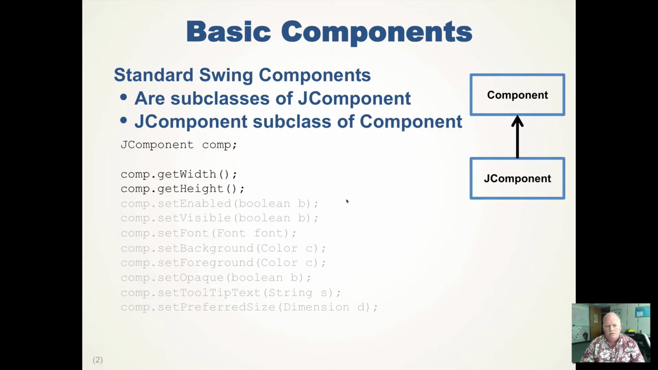Standard Swing components are subclasses of JComponent, which is a subclass of Java AWT Component. So they have a bunch of very useful methods that allow you to manipulate each and every one of these components. The first set is getWidth and getHeight. So we can ask the component how big it is on the screen in pixels. What's the width in pixels? What's the height in pixels? Very useful for trying to lay out your component.